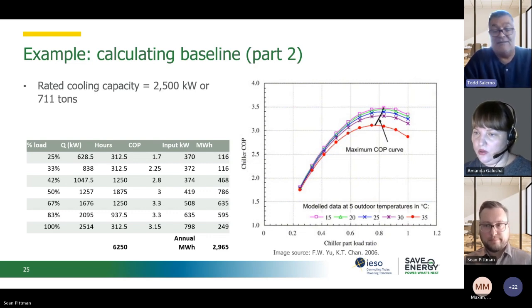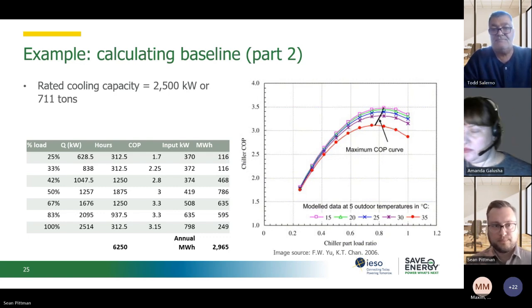You might get lucky and guess it correctly, but this is the most accurate way to determine what your baseline energy usage is for that particular cooling system.